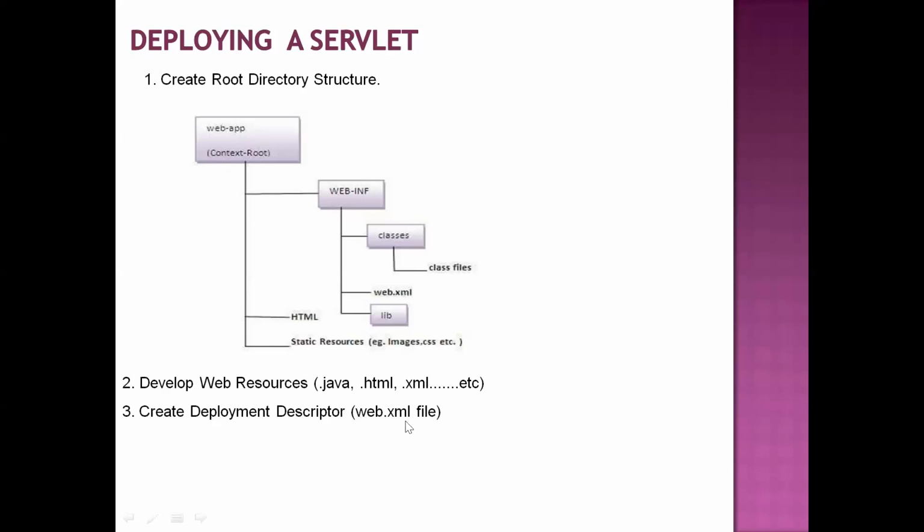Why it is called the deployment descriptor is, in this web.xml file, we will store the information about all our servlets and the information about our entire web application. That web.xml file will be copied under the WEB-INF folder and given to the server. So your server will take the information about your application by reading this web.xml file only. That is the reason why this web.xml file is called the deployment descriptor. This file is used for the deployment process inside the server.